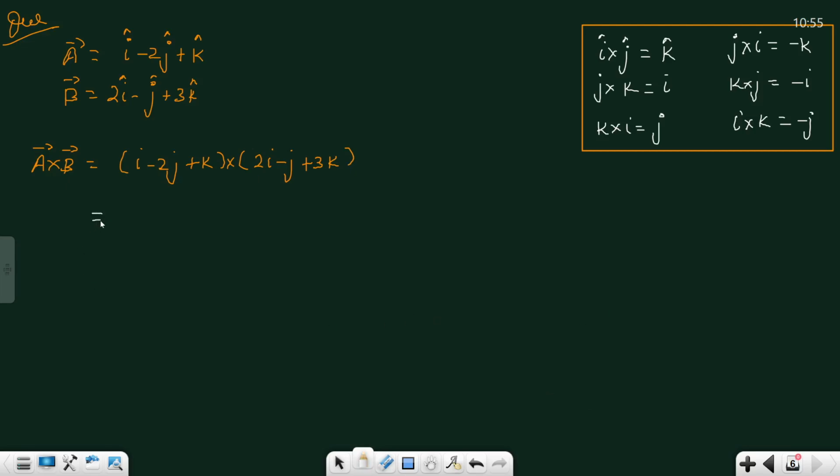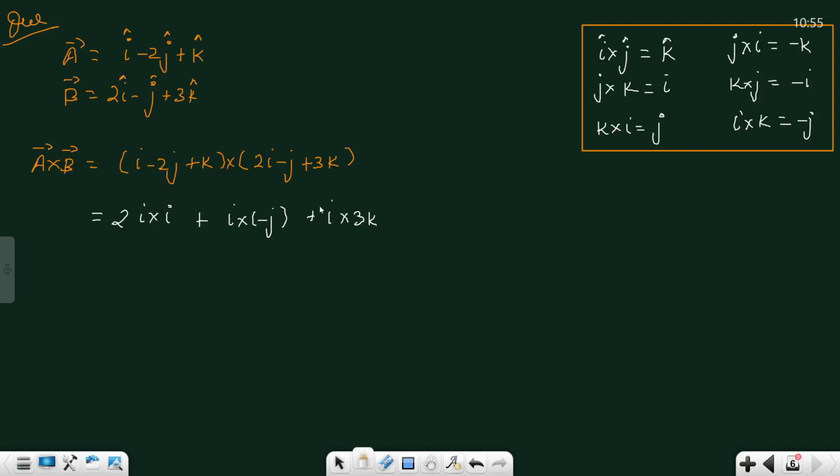So first, I cross 2i. Although we know that it will be 0, we will still write it. So 2i cross i. Then i cross minus j. Then i cross 3k. Clear?